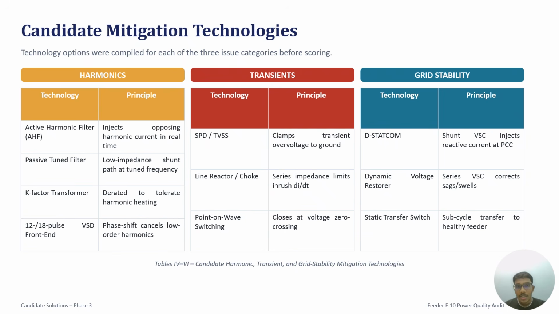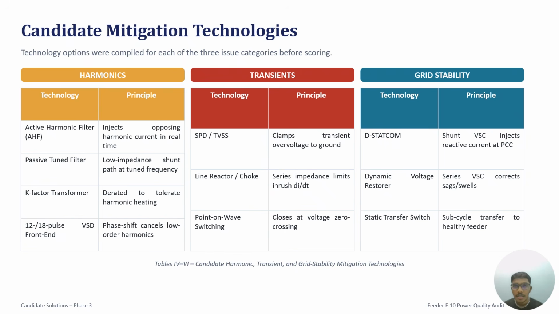For harmonics, the candidates are active harmonic filters that inject opposing current in real time. Passive tuned filters offer a low impedance shunt path, K-factor transformers are designed for harmonic heating, and 12 or 18 pulse VSD front ends that phase shift to cancel lower harmonics.